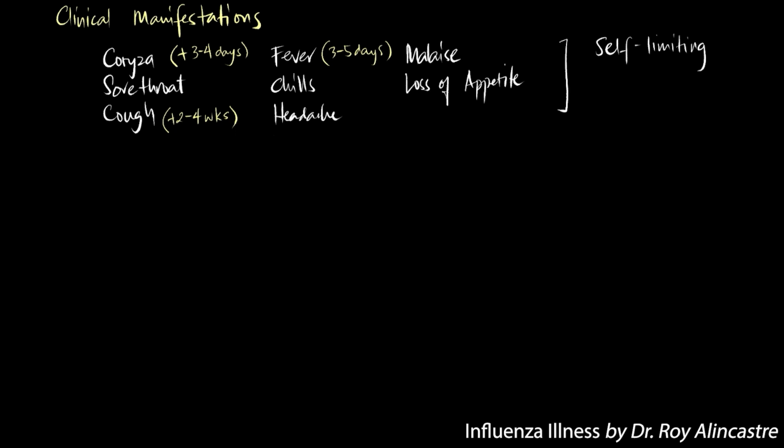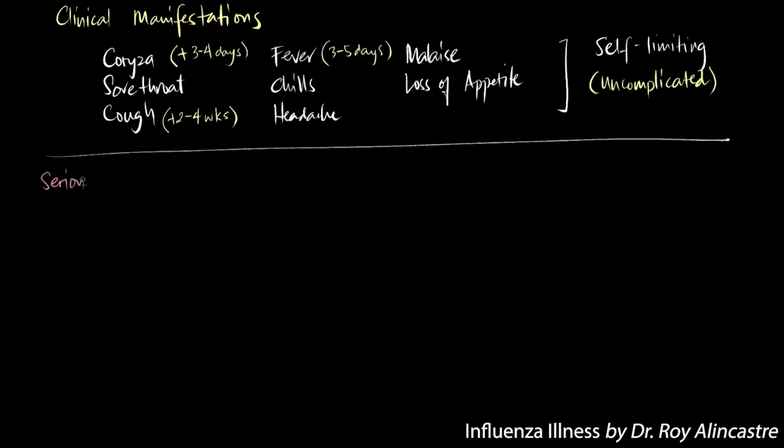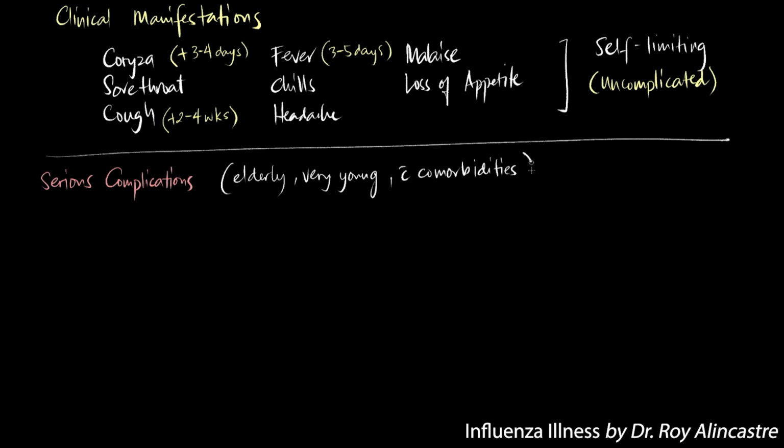Okay? So, that is if uncomplicated. But influenza can also cause serious disease due to its complications, especially in elderly adults, in very young children, the extremes of life. Okay? And those with comorbidities or coexisting diseases like lung or heart problems, diabetes, cancer, and immunosuppression, where their bodies cannot cope up with the damage caused by the virus and the body's reaction to the virus.